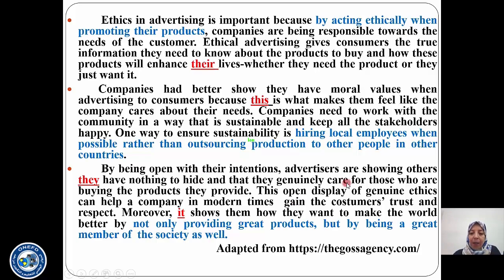Okay, and the last one, what should a company do, or what can a company do to improve the world, to show that they want to improve the world? It's in the last paragraph. So to show them that they want to make the world better, this is to improve the world. How? By not only providing great products, but by being a great member of the society as well. Okay, so these are the answers.